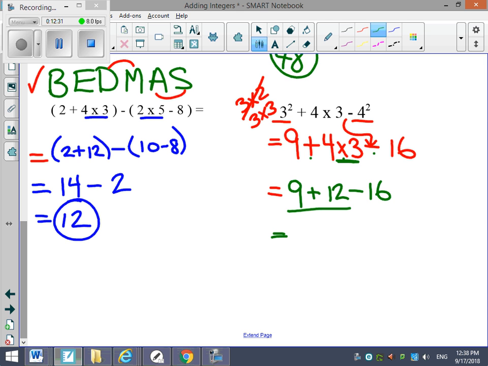When I look at 9 plus 12, in my mind, I bring the 9 up to 10. I just borrow 1 off the other side, and I get 10 plus 11, so that's 21. That's my mental math. And I have 21 minus 16. Anyhow, 21 minus 16 is 5. You circle it, and that is the basis for our math for today.